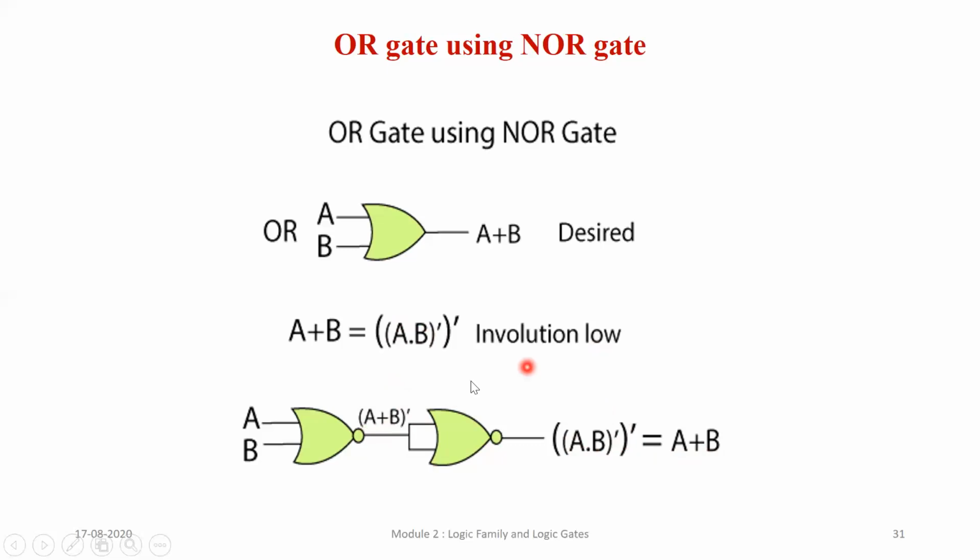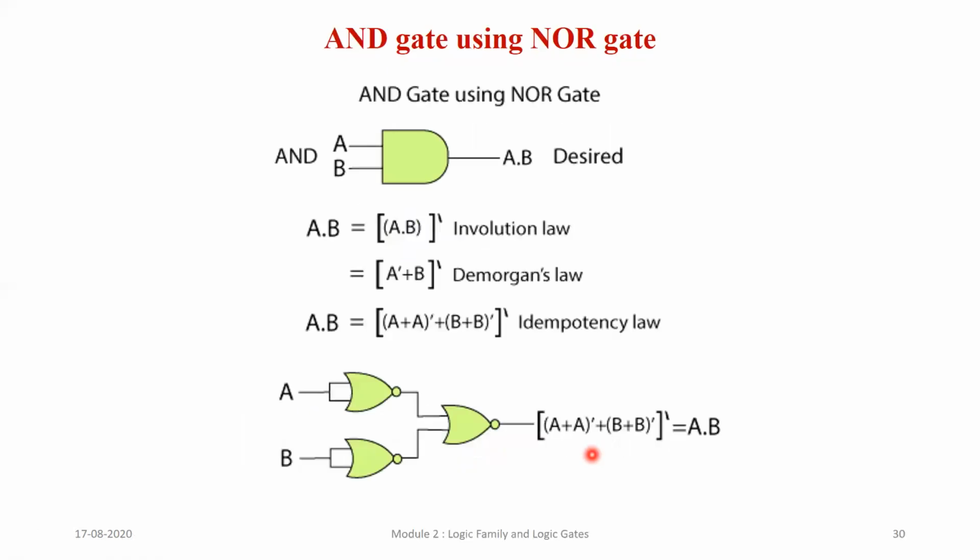So involution law. What is involution law? A complement, its complement gives me A. So here also plus. Here also plus sign. Yes, okay. So the last one is now AND using NOR.